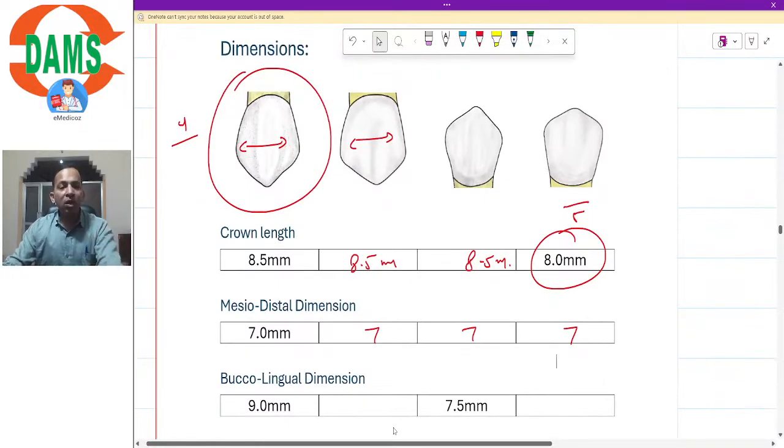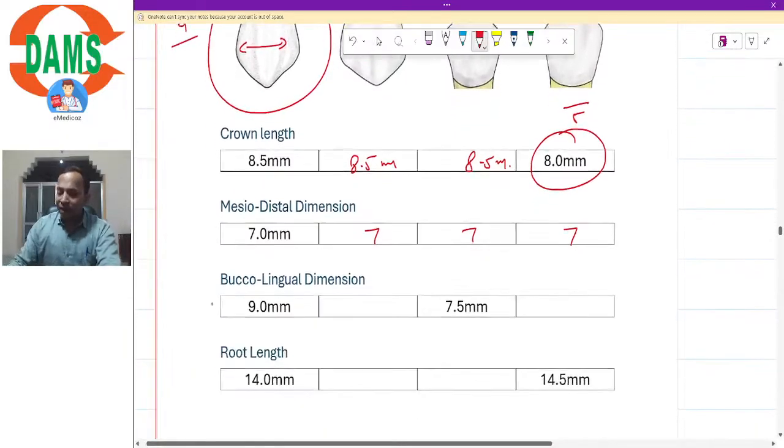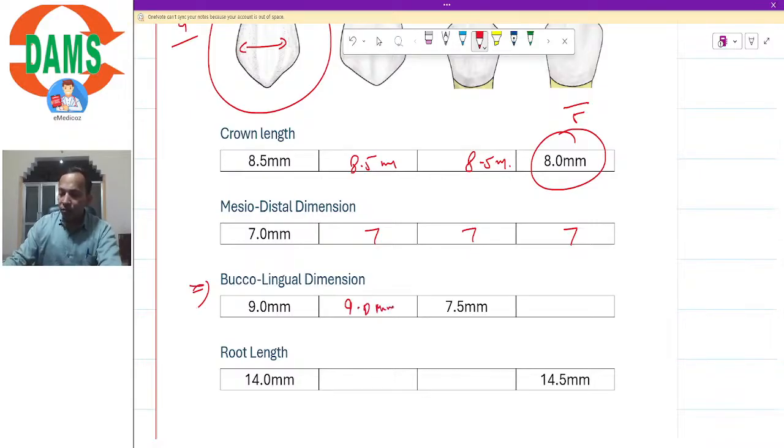Then next is the buccolingual dimension. Buccolingual means the thickness of the crown. The buccolingual thickness of the crown, maximum would be that of maxillary first premolar, right? So maxillary first premolar has maximum thickness. Same would be for the maxillary second premolar. Least is for mandibular first premolar, and mandibular second premolar has approximately 8 millimeters of thickness, right?